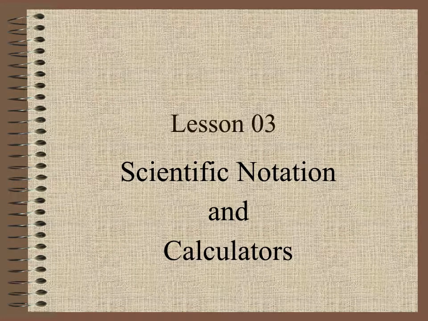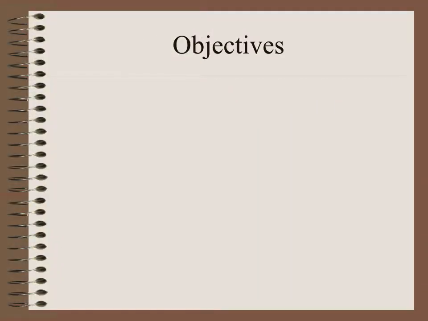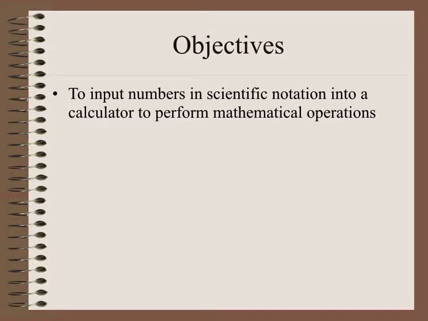Lesson 3, Scientific Notation and Calculators. Our objective for this lesson is to be able to input numbers in scientific notation into a calculator so that you will be able to perform mathematical operations. This is a skill that you will need to use from now until the end of the semester.